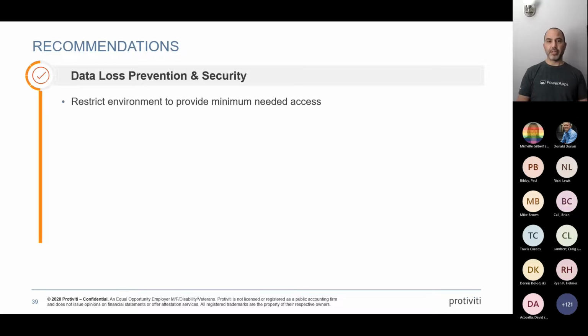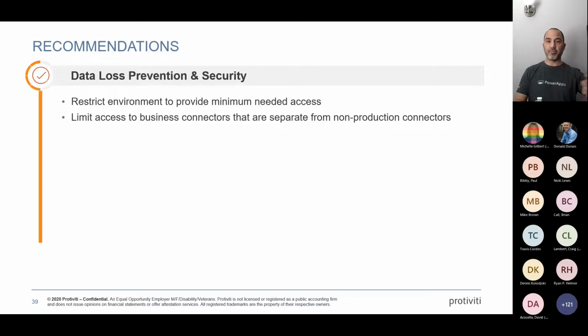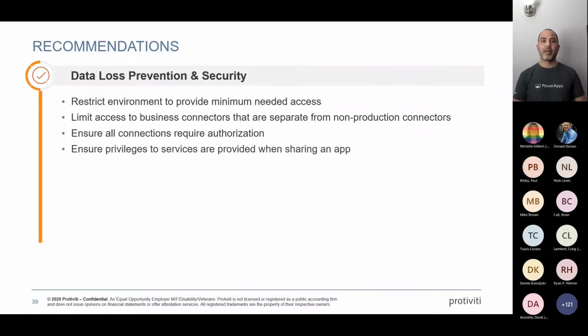So for security and data loss, restrict what environments are being used and what connectors are being used. Separate your business from the non-business connectors. Make sure that all of your connections require authorization, and this is what I was talking about, the HTTP connector. And then make sure that you are sharing an app as well as the services that are leveraging the app.